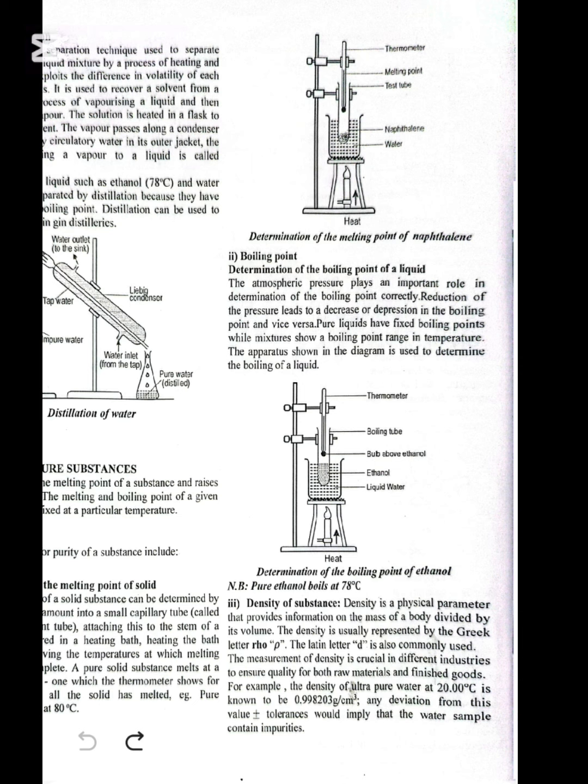Look at this for example. This is ethanol with 78 degrees Celsius. Whenever you heat it up and it doesn't boil at 78, it boils above 78, it means there is an impurity there.